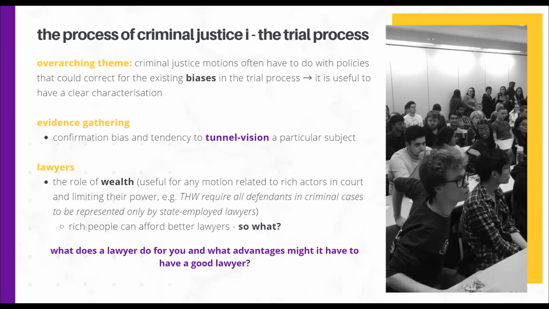So starting with the trial process, the first thing I would note is that there's an overarching theme in the characterization I'm going to be talking about now, which is that criminal justice motions related to the trial process often have to do with suggesting some sort of policies that are corrective, trying to correct existing biases and existing problems in the trial process.